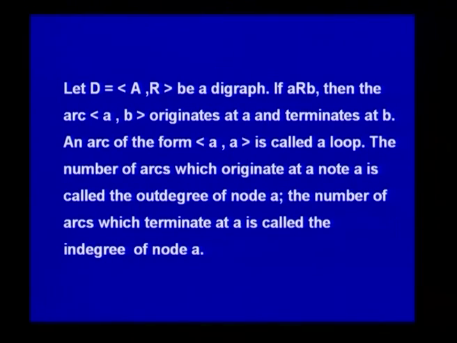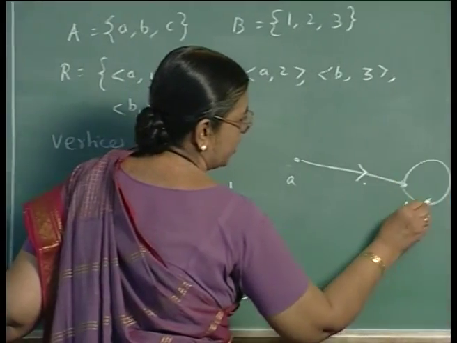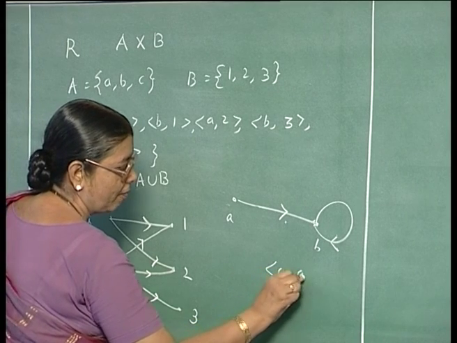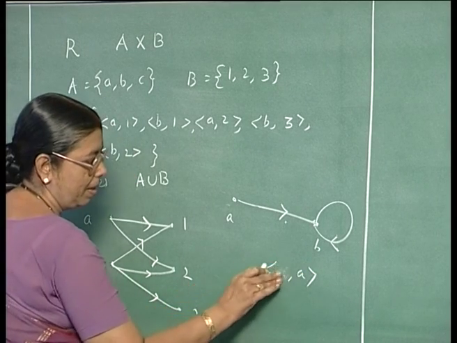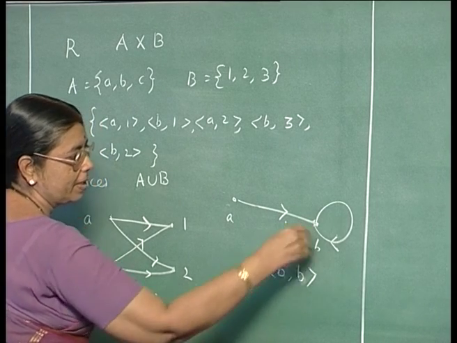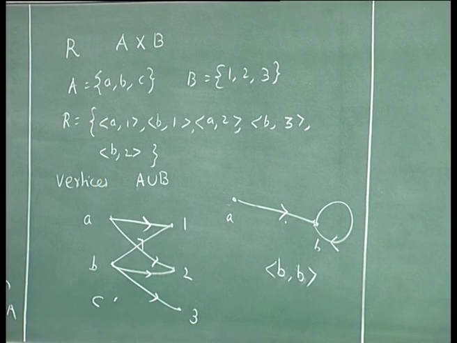Let D be a digraph. If a is related to b, then the arc ab originates at a and terminates at b. An arc of the form aa is called a loop. The number of arcs which originate at a node is called the out degree of the node a. The number of arcs which terminate at a is called the in degree of the node a. This self loop is something like this. If there is something like this, it is called a self loop. Here it is bb. This will be represented by a loop like this.